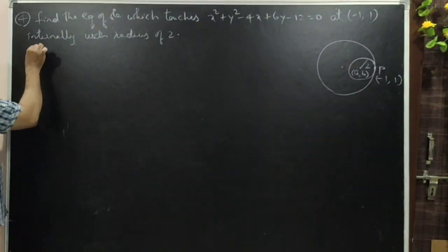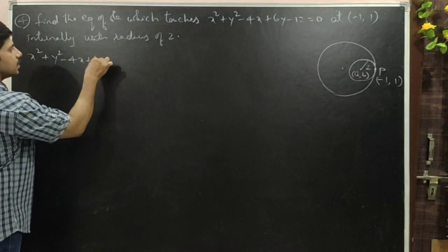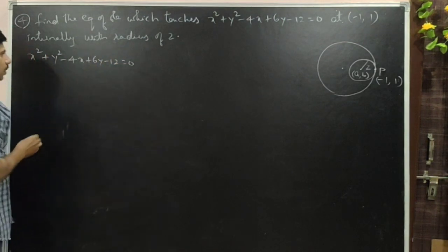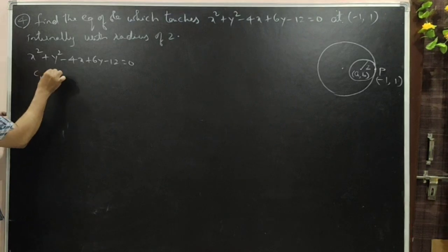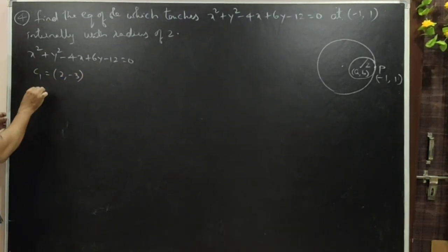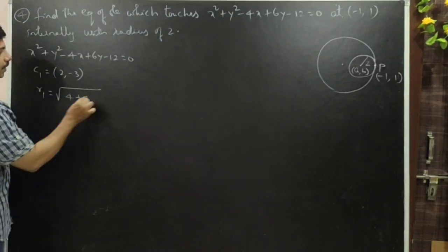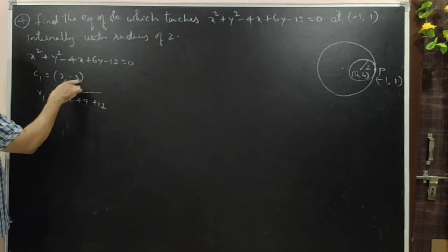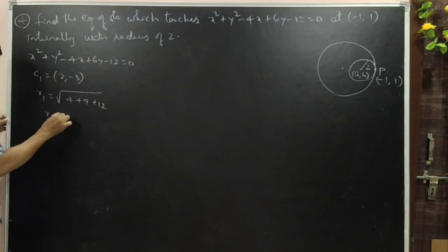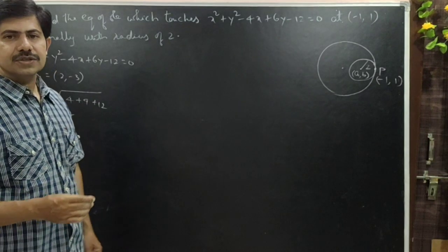So that is x square plus y square minus 4x plus 6y minus 12 is equal to 0. Now what is the center? It is 2 comma minus 3, right? Now what is r1? Under root of g square plus f square minus c, that is under root of 4 plus 9 plus 12. So r1 is nothing but 5. So r1 we have 5. So r2 they gave us 2.